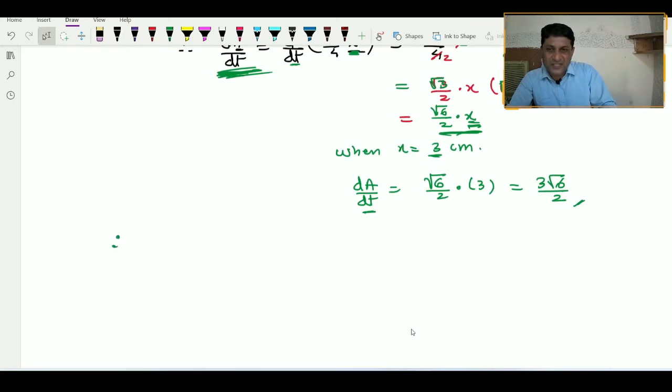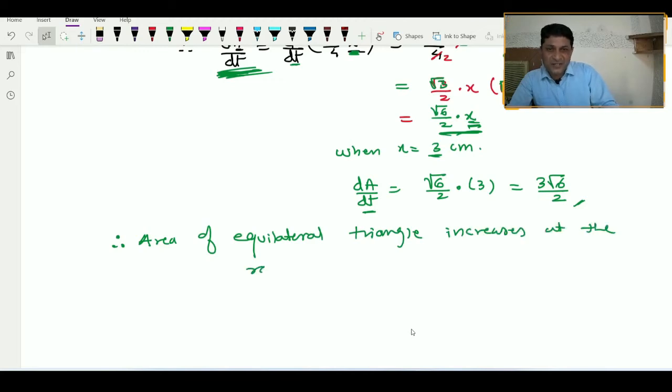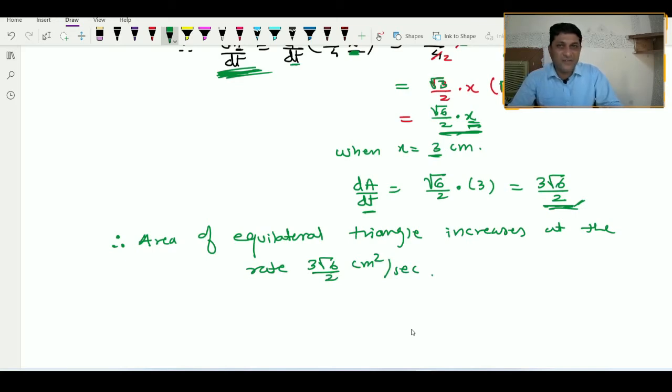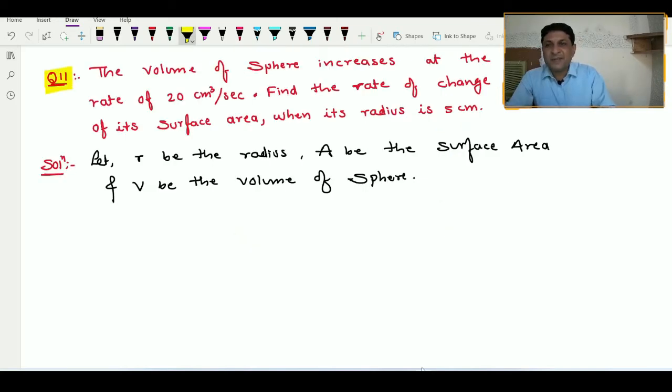So that's why we can say that the area of the equilateral triangle increases at the rate of 3 root 6 upon 2 centimeter square per second, which is nothing but our required value. Now see example number 11.